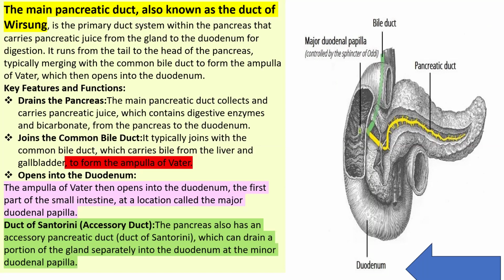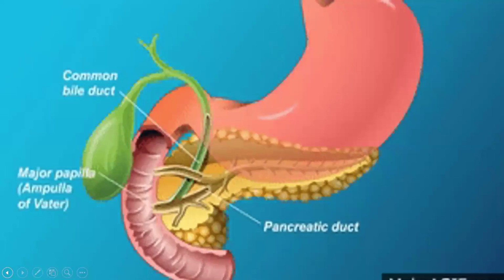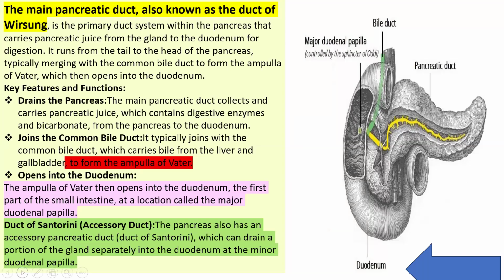Typically it merges with the common bile duct, which I have shown you, to form the ampulla of Vater. It merges with the common bile duct to form the ampulla of Vater, which is an opening, and then opens into the duodenum. At the ampulla of Vater there is a valve, and the valve's name is the sphincter of Oddi. I explained all types of sphincters in my GI tract part 3.